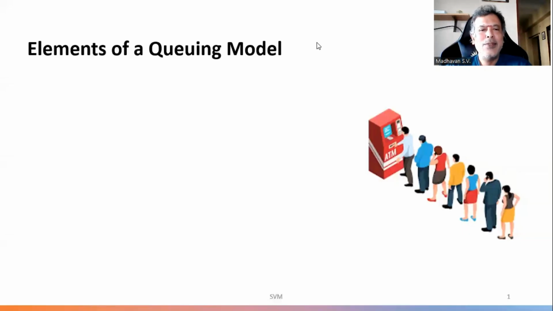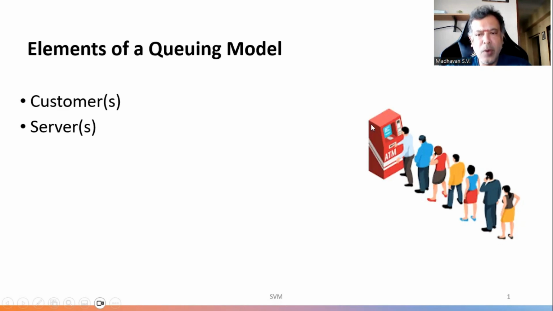In this video, we'll understand about various elements of a queuing model. First one, customer or customers. The people who are standing in line to get a service done, these people are all customers. Then the server. Here, this ATM machine is considered to be a server, and here it is only one, but it can be more than one also.